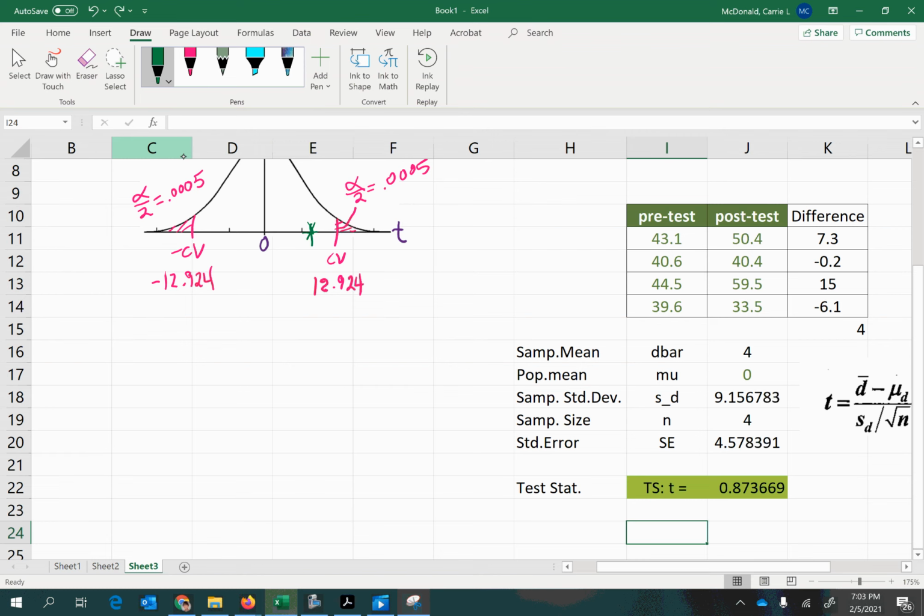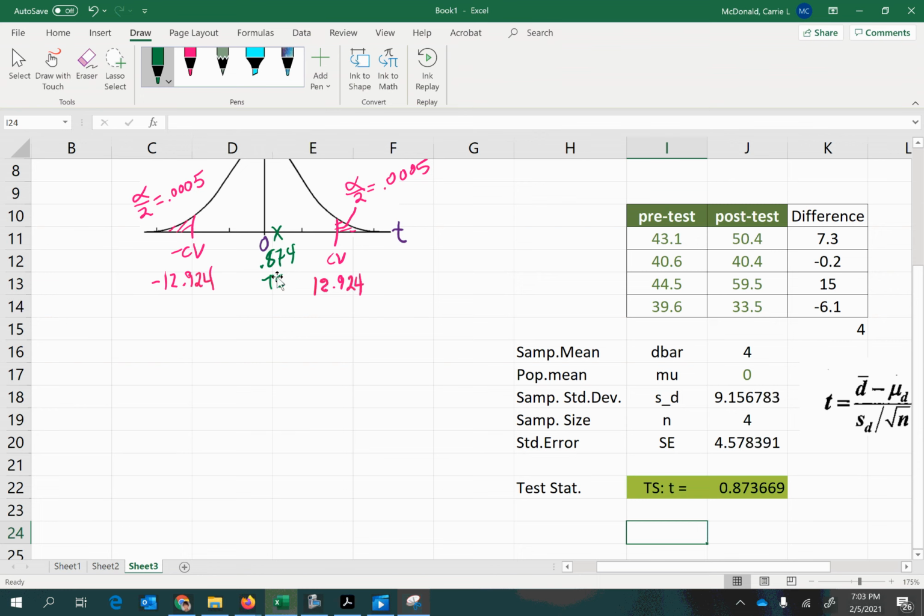Oh, wait, excuse me. What am I thinking? That's very close to 0 compared to the critical value. So 0.874 is our test statistic, way outside of the rejection region, which is the red shaded part. So that means we will not be rejecting the null hypothesis.